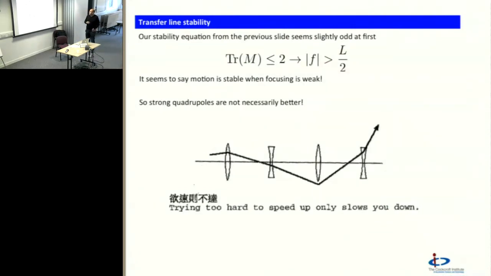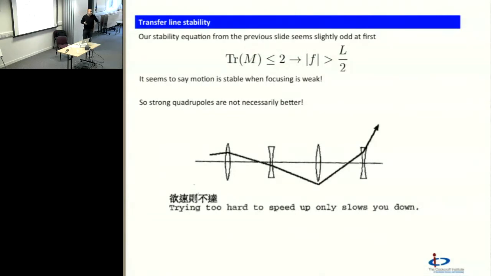Stable motion means the focal length has to be greater than the drift length over 2. That's necessary, but not a sufficient condition for stable motion. What it seems to say is that motion is stable when focusing is weak, because the focal length has to be bigger. A long focal length is a weaker lens. Stable motion is when this tends to be weaker. So a bit of philosophy for you: often your first thought when you fire up MAD is to whack the quadrupole strength to try to get some stable motion, and this just doesn't work. And this is the reason why.